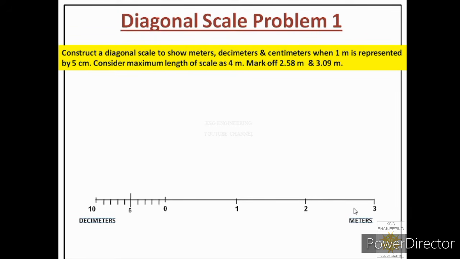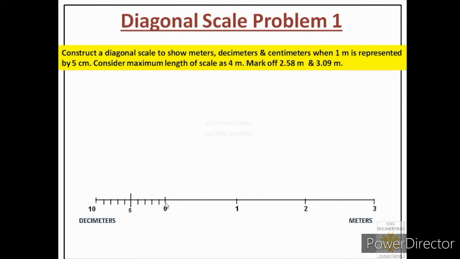So for that, we have to again see the definition of diagonal scale. What is the definition of diagonal scale? The smallest division on the plane scale is further subdivided into some equal number of parts by using the diagonal principle. It means now what we will do, we will divide the smallest division on the plane scale further into some equal number of parts by using the diagonal principle. Now here comes another question.